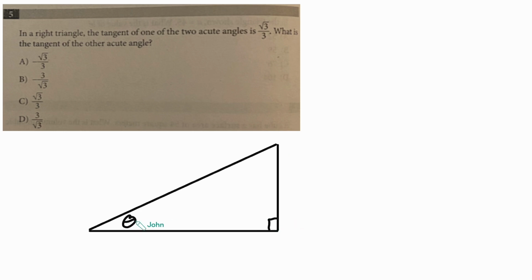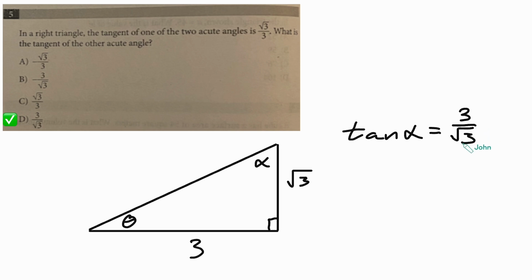We'll call this angle theta, and then the simplest choice is to make the opposite side root 3 and the adjacent side 3. And then let's call this other acute angle alpha, which makes tangent of alpha 3 over root 3. Now, at the risk of overcomplicating this, any scalar multiple of this triangle would have been fine, but the natural choice is to select k equals 1.